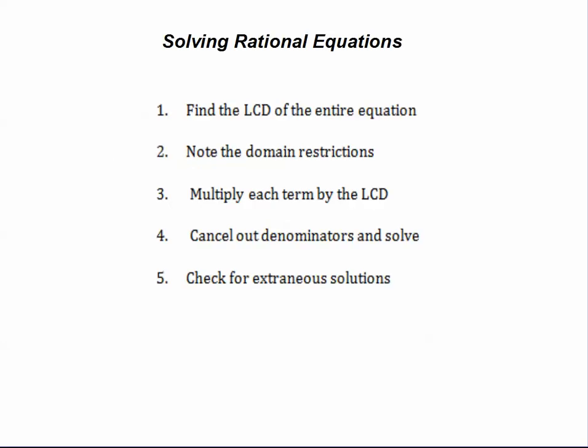So, how do we solve a rational equation? Well, I've broken it down into 5 steps. The first step is we need to find the LCD of the entire equation. Then we need to take a look at what the domain restrictions are and keep those in the back of our mind. Then the key is that we want to multiply each term in the equation by the LCD. And what's going to happen when we do that is that all the denominators are going to cancel out, and then we can solve it.